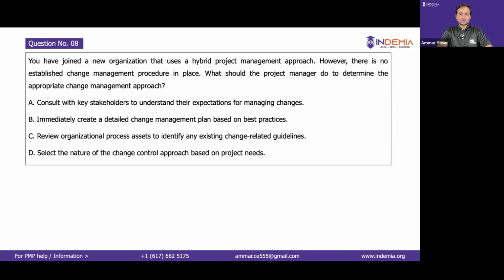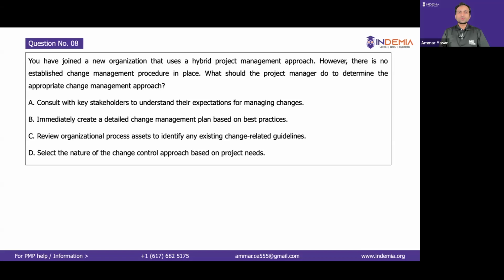Option C, review organizational process assets to identify any existing change related guidelines. So it's clearly mentioned there is no established change management procedure. So if there is no established change management procedure, there is no point of reviewing OPAs. Select the option D, select the nature of the change control approach based on project needs. That is correct. Since we are working in a hybrid environment, some projects would be agile, some projects would be waterfall. So we will be selecting methodology based on project needs.